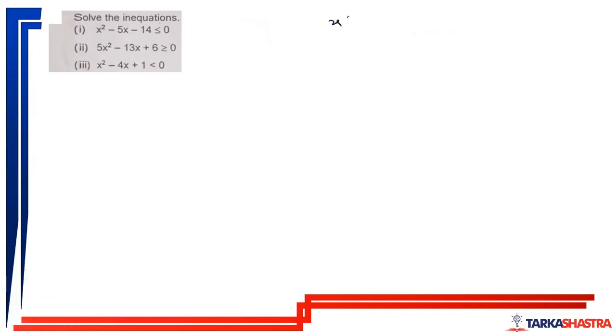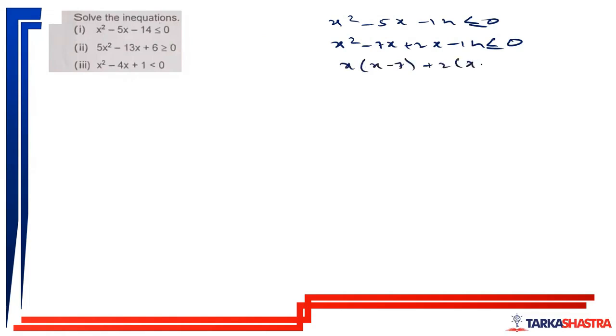So what we have, x square minus 5x minus 14 less than or equal to 0, which is x square minus 7x plus 2x minus 14 less than or equal to 0. The way we used to solve quadratic equations, same method we are applying here. So x common x minus 7, here 2 common x minus 7, less than or equal to 0. So we have x minus 7 common into x plus 2 less than or equal to 0.